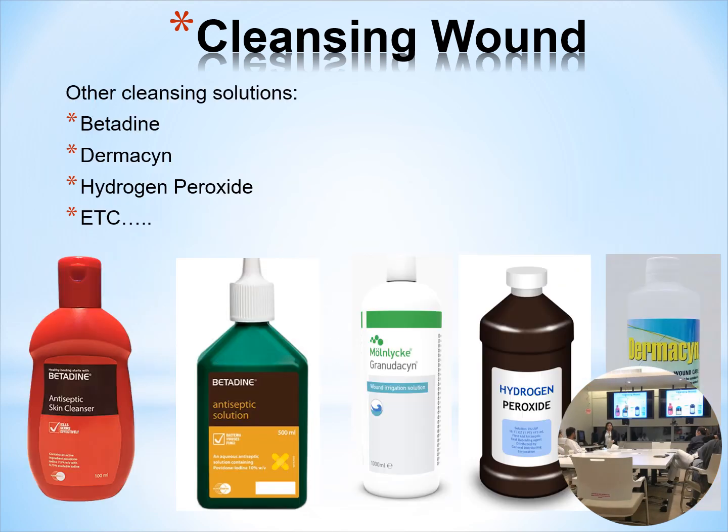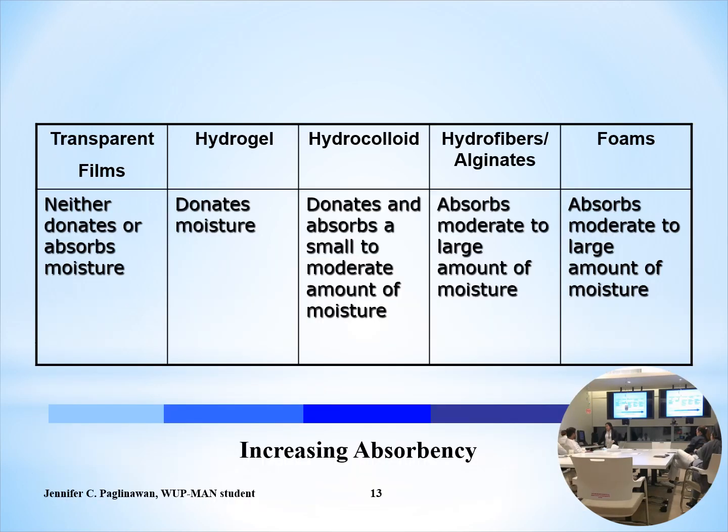So these are the products that we usually use on the floor. I know this is familiar to you. Yeah, so we have Betadine. Here we have hydrogen peroxide, and we have... So these are the dressings that we're going to use.